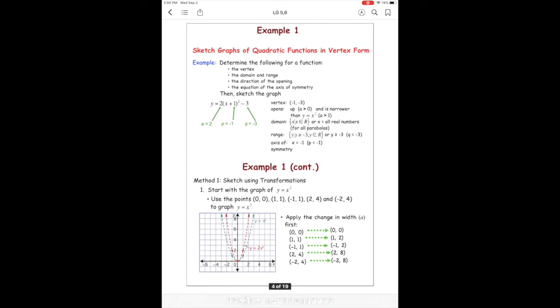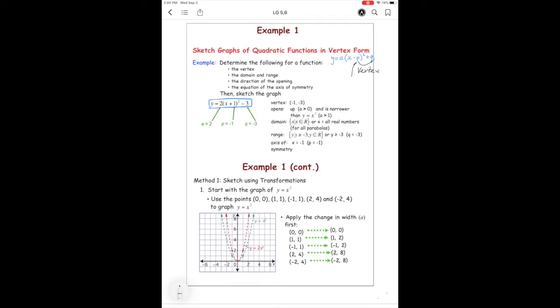So first of all, let's just go through some of these examples here. Let's start with this function right here. We're given that function. Now it's going to ask us what the vertex is. And remember, the vertex form is y equals a(x minus p) squared plus q, and that's on your formula sheet. The p and the q are your vertex.